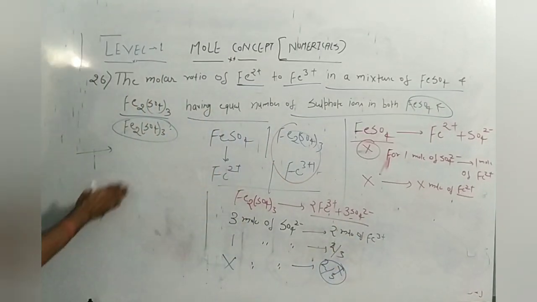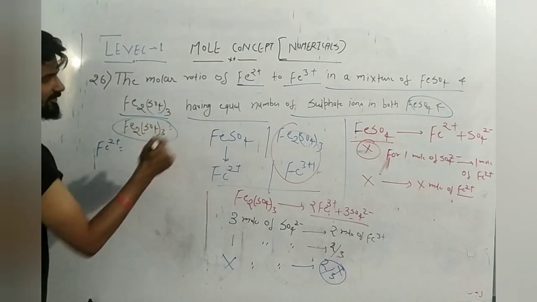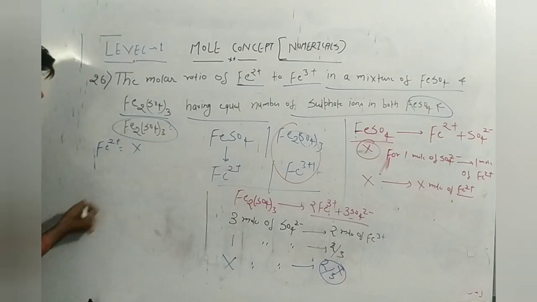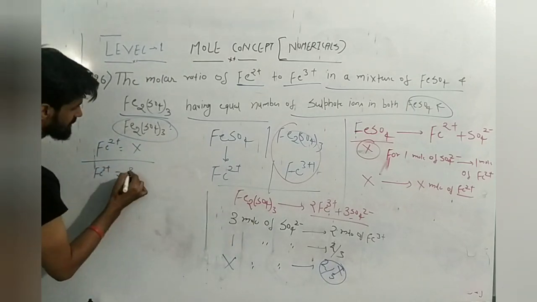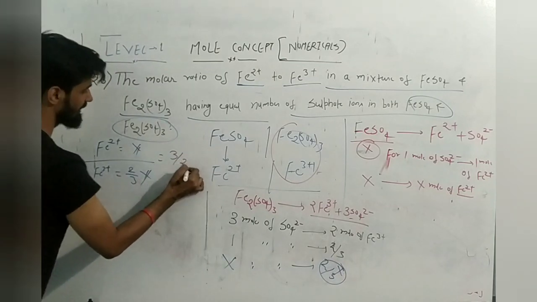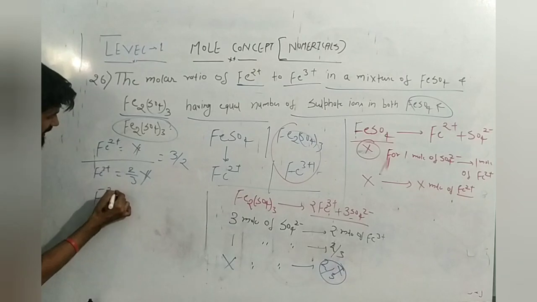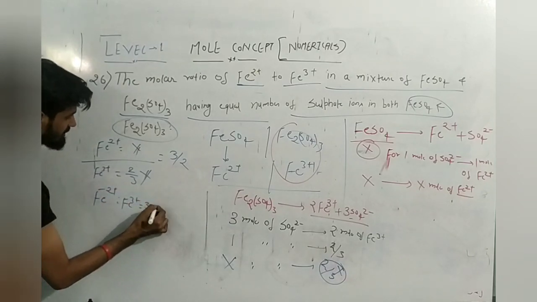From this data, the number of moles of Fe2+ equals X, and the number of moles of Fe3+ equals 2 by 3 X. If you calculate, you will get 3 by 2. So the ratio of Fe2+ to Fe3+ is equal to 3 is to 2.